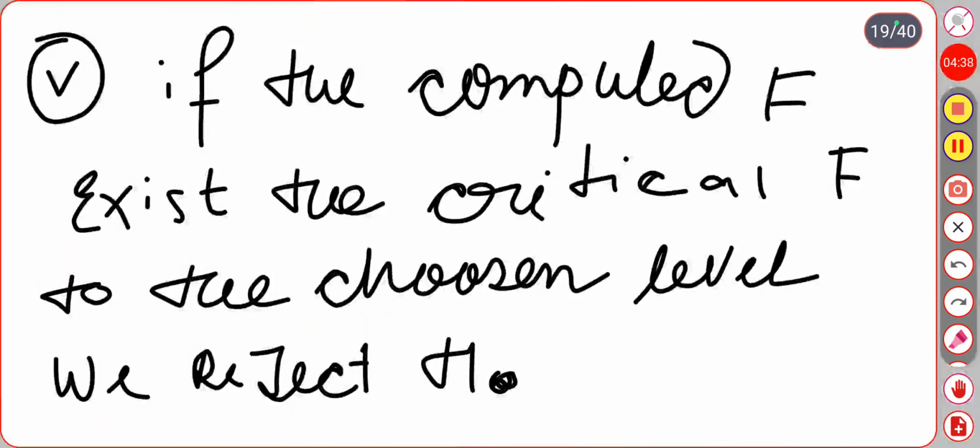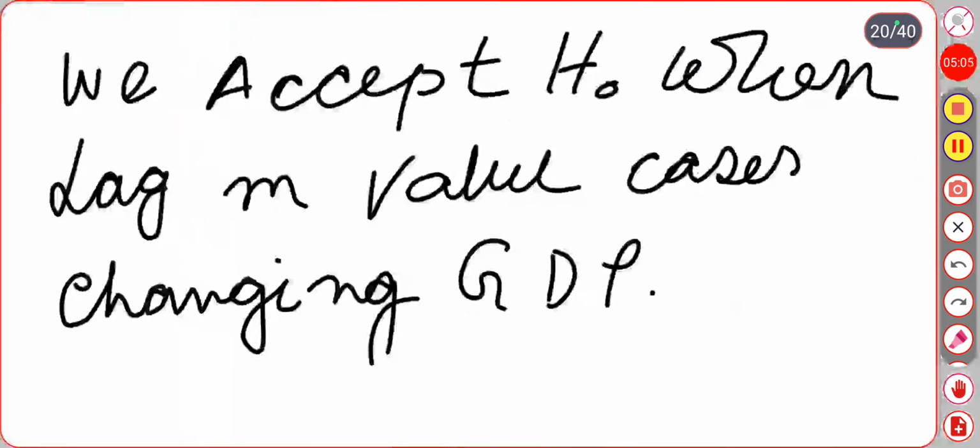If the calculated F statistic, so there is a mistake. I said that F distribution, it is not F distribution, it is the F statistic. If the calculated F exceeds the critical F, that is, if calculated is greater than tabulated, then we reject the null hypothesis, or we accept that lag M value causes changes in GDP. If we reject the null hypothesis, that means the sum of alpha i is not equal to 0. Reject, that means there is a relationship.